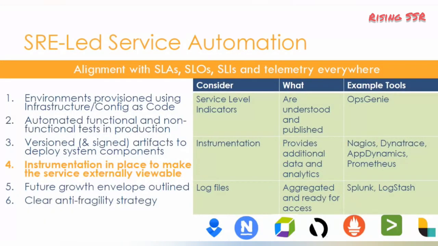So these are the tools. I mean, we talked about Nagios, Dynatrace, App Dynamics, Prometheus. From a logging perspective or security incident event management perspective, most of the organization uses a Splunk and Logstash.